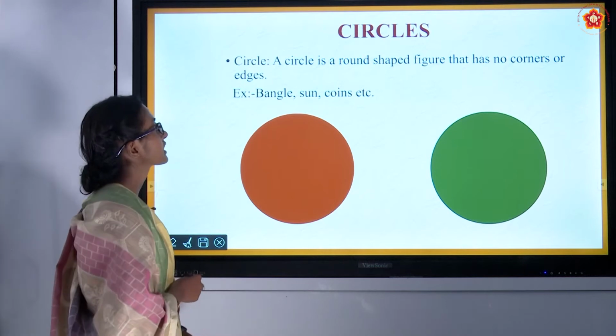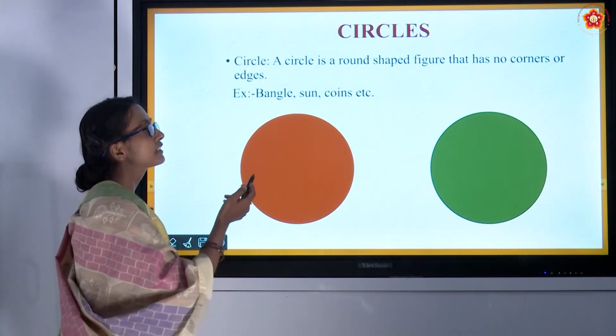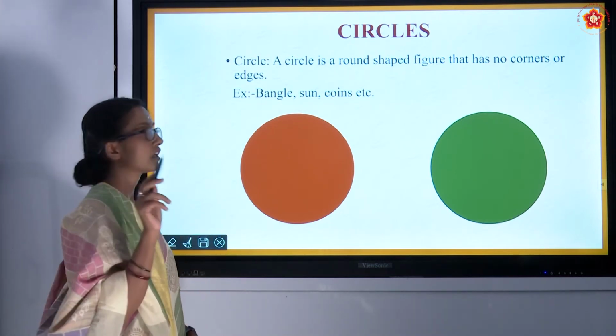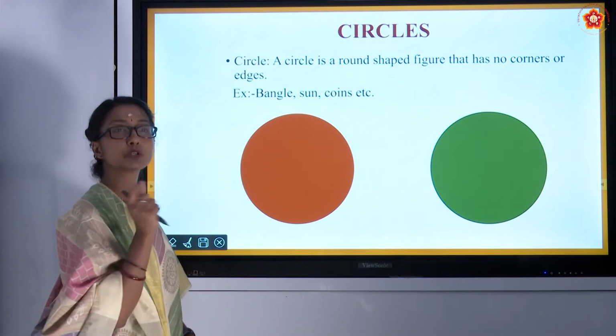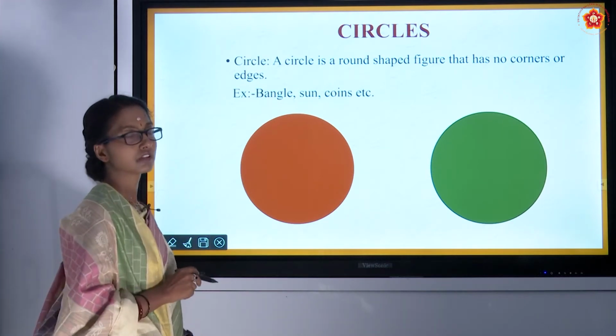Examples of circles in your daily life are bangle, sun, coins, etc. The shape of the sun is round, and a bangle is also round. Even coins, 1 rupee, 2 rupee coins, will also be round in shape.